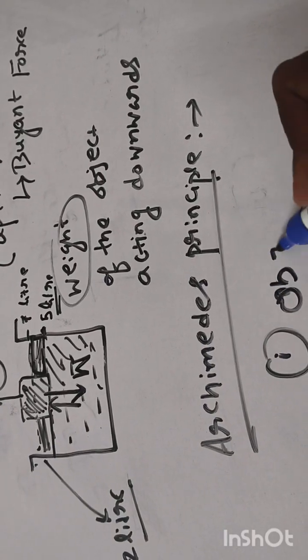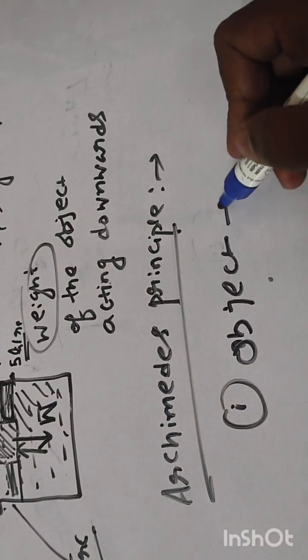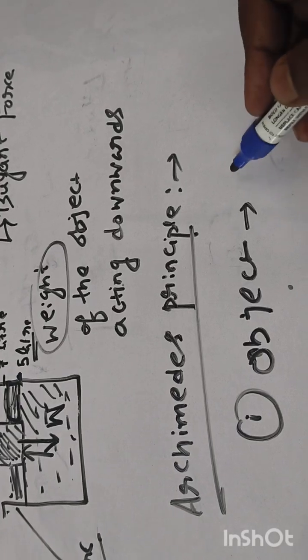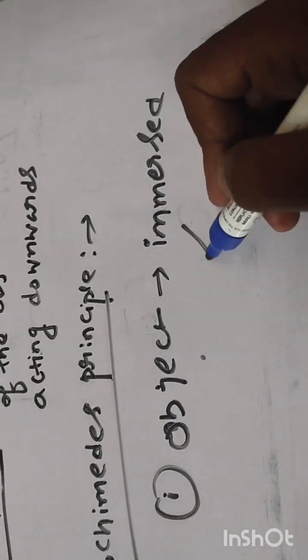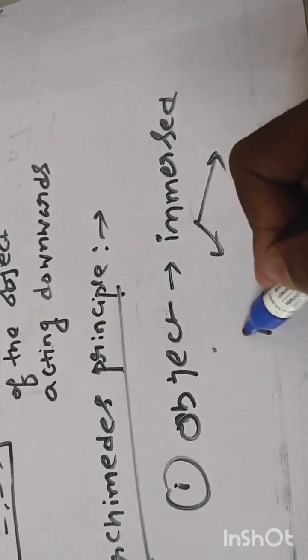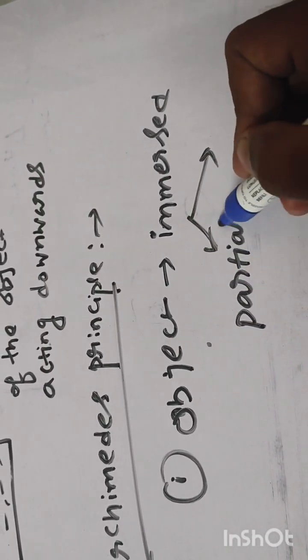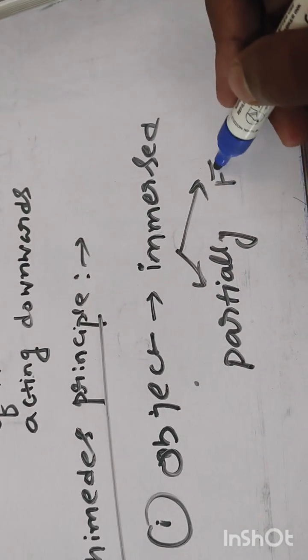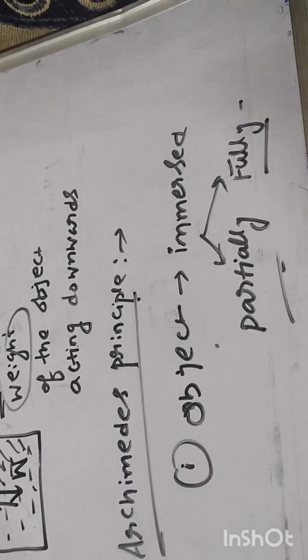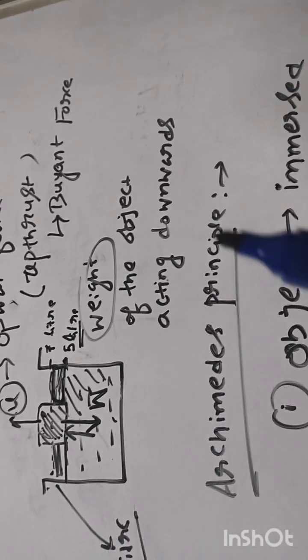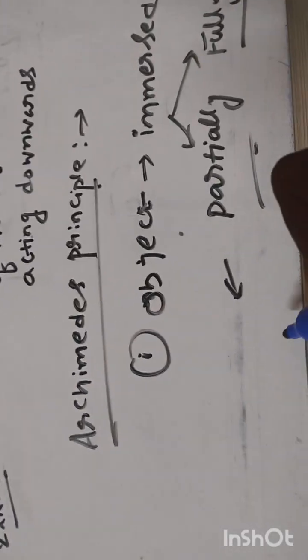If the object is immersed, now immersed can be of two types: partially, another is fully. Two types of immersion can happen. If the object is immersed partially or fully in fluid.